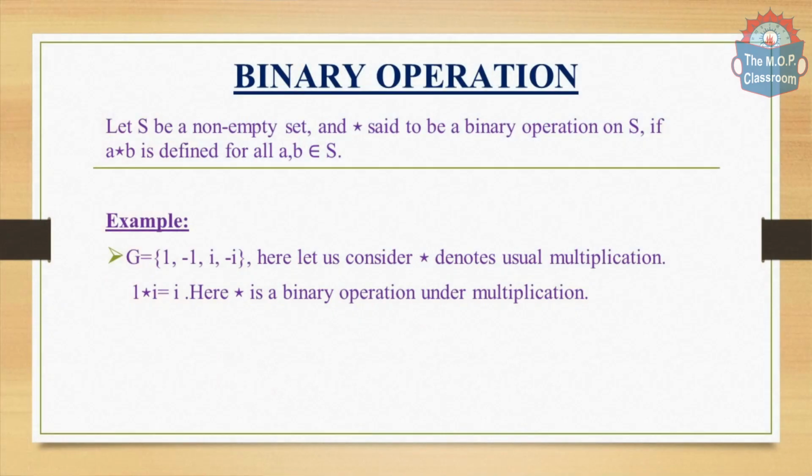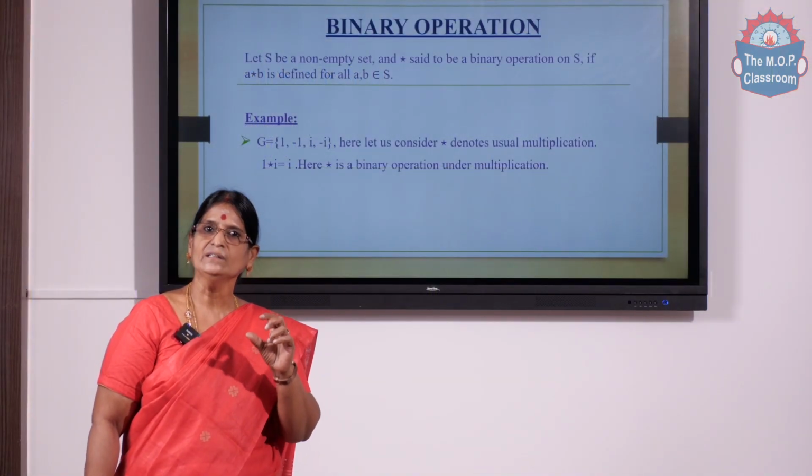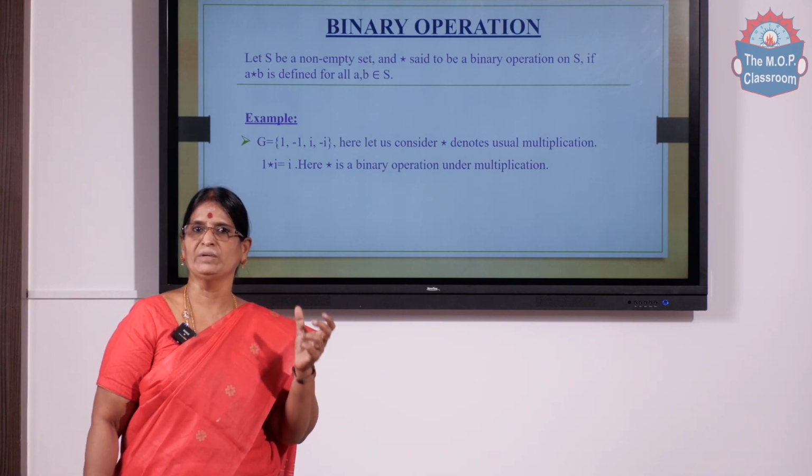Next, after defining all these concepts, now we are going to see the binary operation. For the group, the next basic definition is called a binary operation. Why is this called a binary operation? The operation which operates between two elements only.